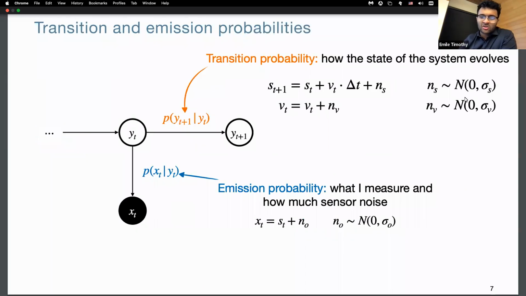And we find these transition and emission probabilities. So transition probability describes how the state of the system evolves. So when you output a new yt plus 1, you can define your transition probability as the probability of y of t plus 1 given yt. And for this, you have these variables, st plus 1, which is defined as st plus vt times delta t plus ns, where ns is a Gaussian with sigma s, and nv is also Gaussian with sigma v, but here vt plus 1 is equal to vt plus nv. And then your emission probability is what you measure and how much noise you're adding to this measurement. So that's usually given by xt equals st plus n naught, where n naught is also some Gaussian.